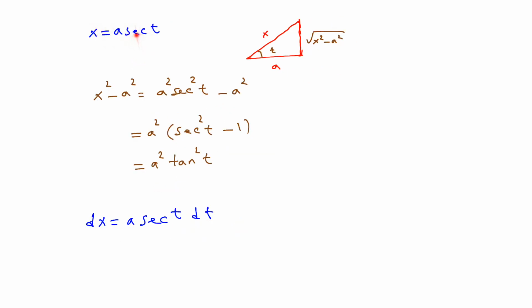If we assume x is a secant of t, cosine of t is a over x. x2 minus a2 would be a2 times secant squared of t minus 1, which is the same as a2 tan squared of t. dx would be a secant of t tan of t dt.